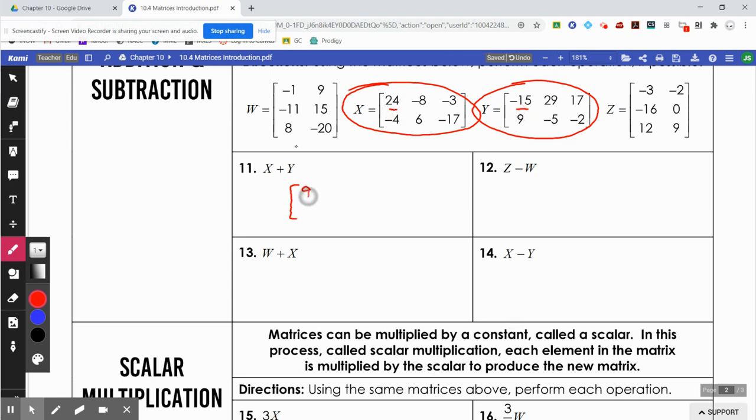24 and negative 15 is 9. Negative 8 and 29 is 21. Negative 3 and 17 is 14. And then you simply continue on by adding corresponding elements, and that's what you get.